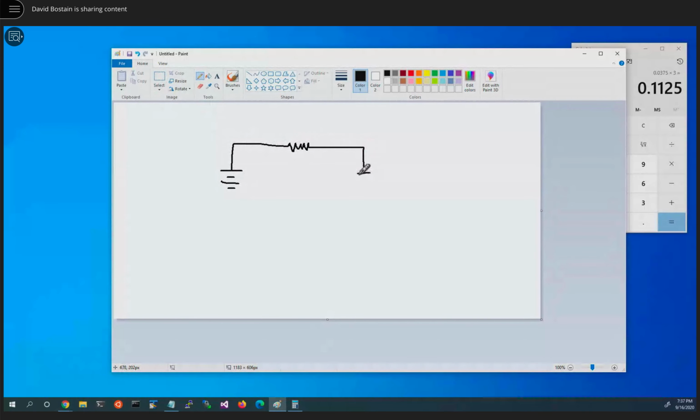Since this is the positive end of the battery, we hook the anode of the diode to it. Then the cathode is going to be hooked to the bottom side of the battery, which is our reference point that we call ground.